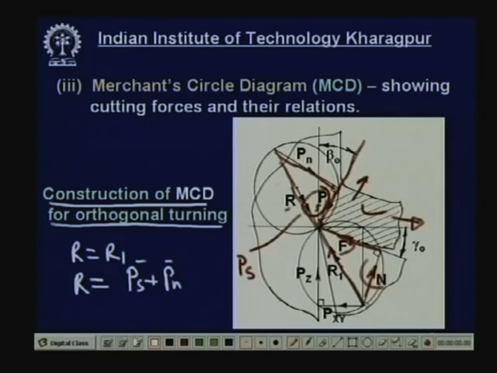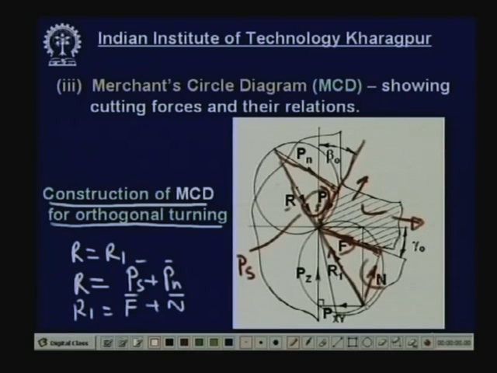Now, this R1 again is resolved into two components. It is provided through two forces, friction F and normal N. Therefore, R1 is equal to force F vector plus force N vector. Mind that the force is only one, so we can consider either R or R1. This single force in single point cutting like turning can be resolved into PS and Pn, or F and N. F and N are the forces coming from the cutting tool, and PS and Pn are induced into the workpiece.